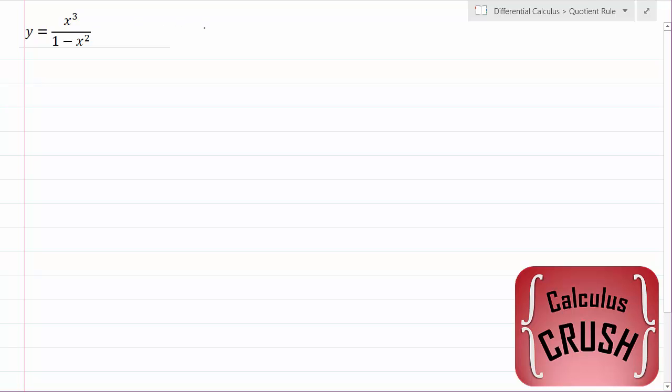Today we're going to be using the quotient rule to take the derivative of the function x cubed divided by 1 minus x squared. So to begin, we should write out what the quotient rule is. If we have a function y equals f divided by g, then the derivative y prime is the derivative of the top times the bottom minus the top times the derivative of the bottom, all divided by the bottom squared. That is the quotient rule.